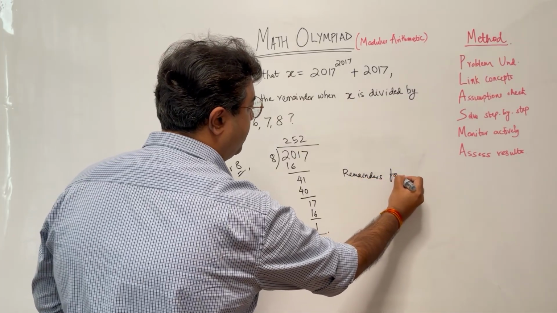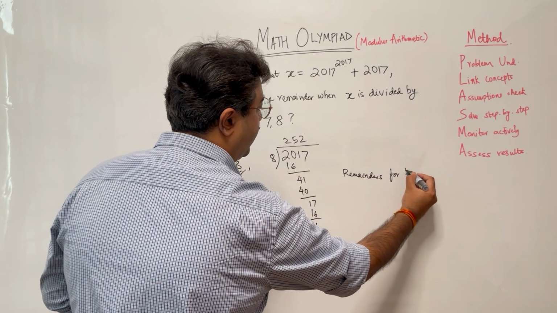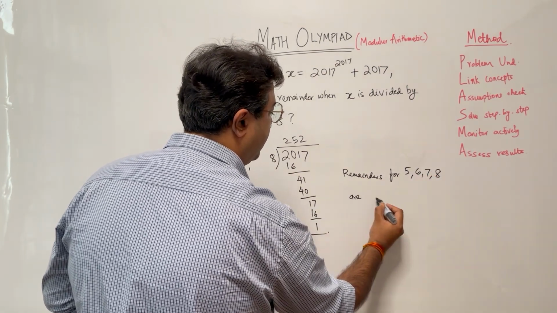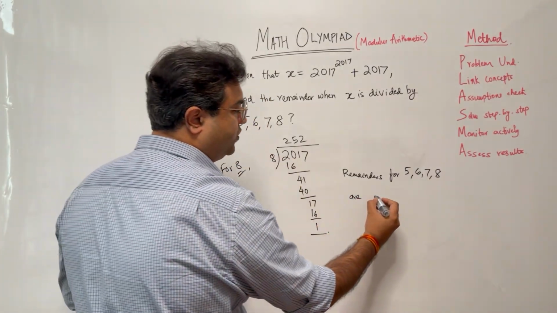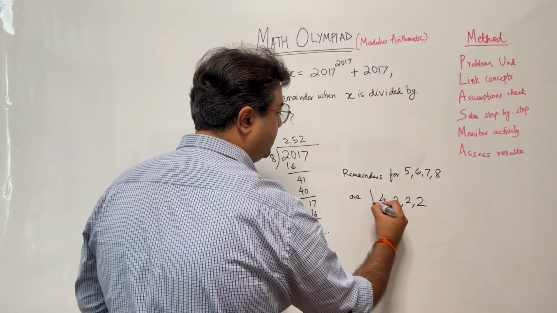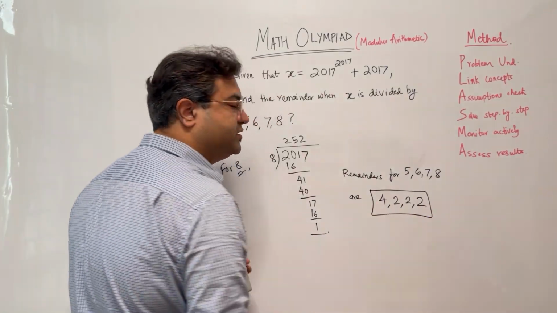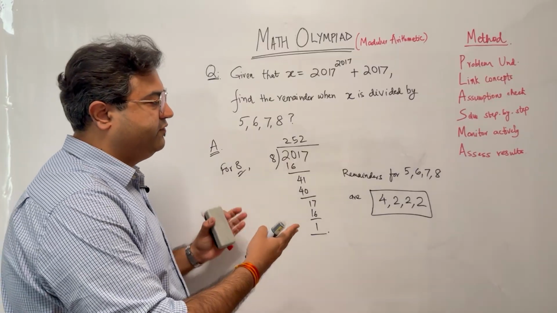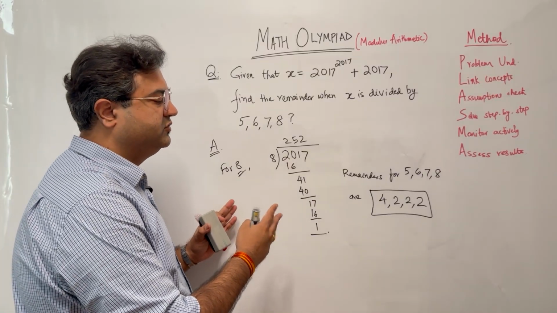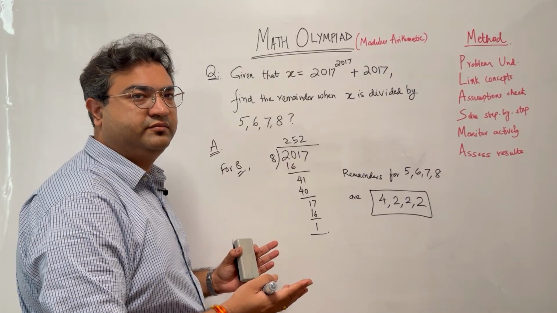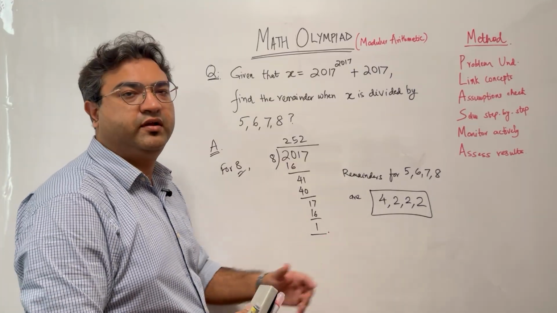So the remainders for 5, 6, 7, 8 are, the first one was 4, the second one is 2, 2, 2. And this is our answer. So we have carefully monitored our calculations and this result is correct.